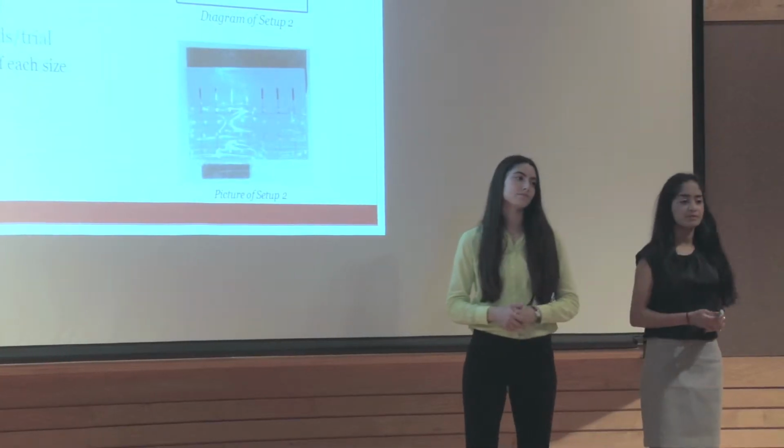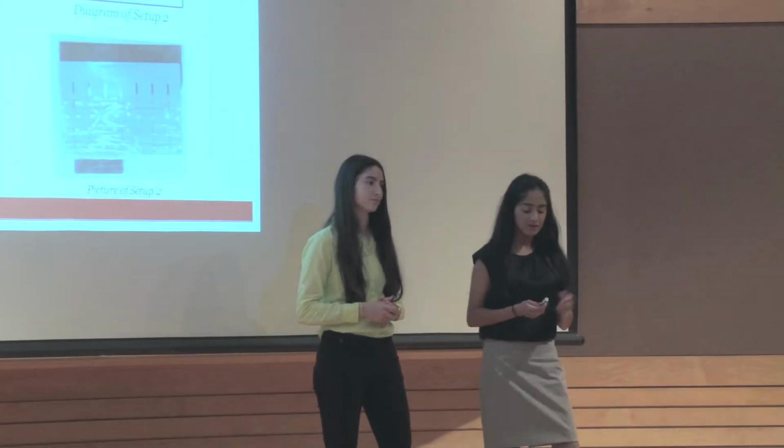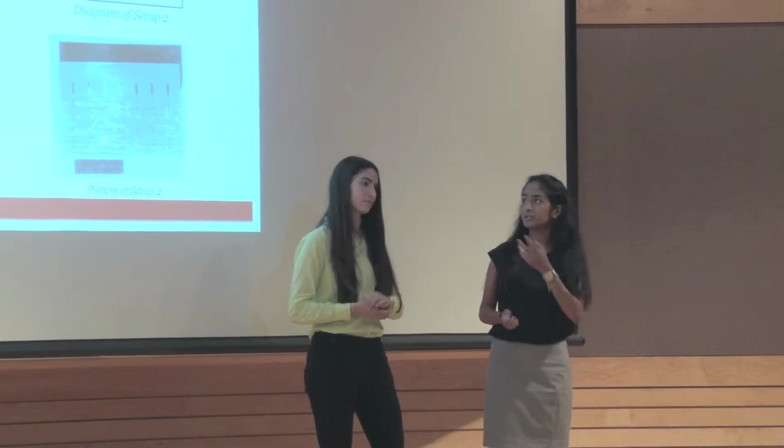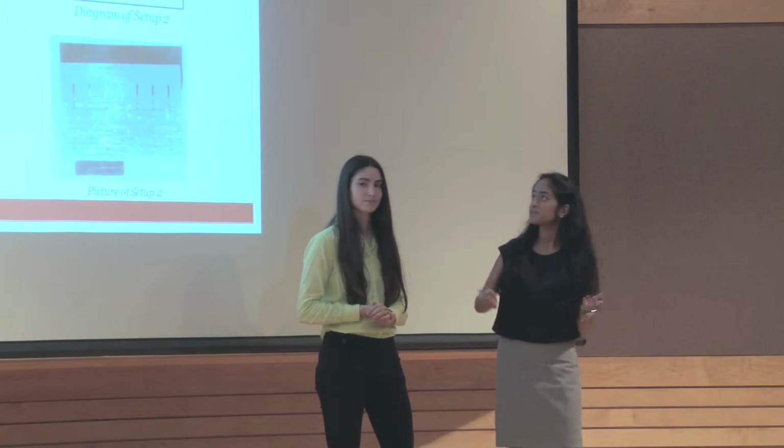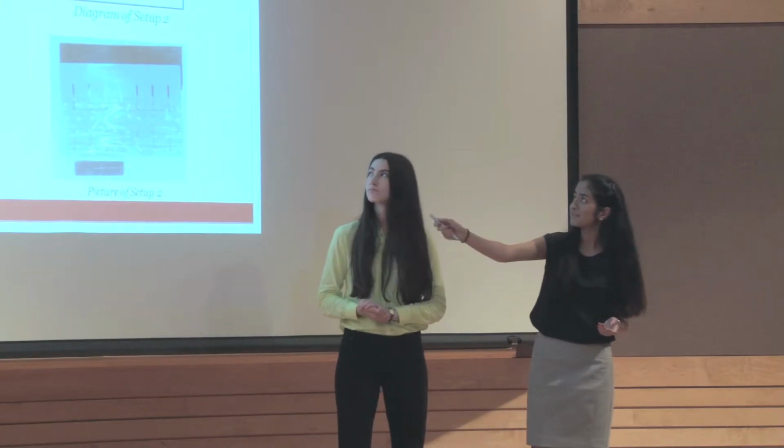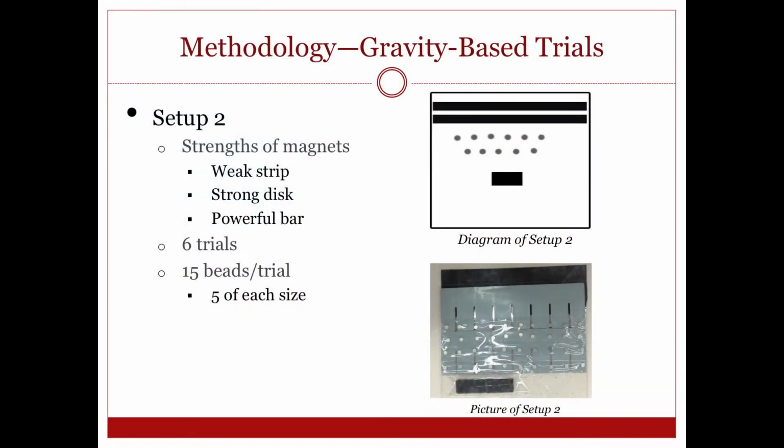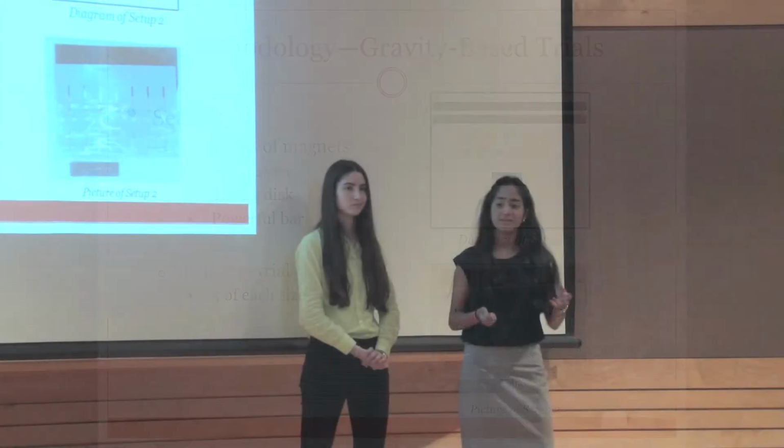For the second setup, we sort of built off of this idea of varying the magnetic field. So we used different types of magnets this time. At the top, you can see these are weak strip magnets that were meant to catch the smallest size beads. And then in the middle portion, we put strong disc magnets to capture the medium-sized beads. And at the bottom was a powerful bar magnet, which would trap all of the largest beads.